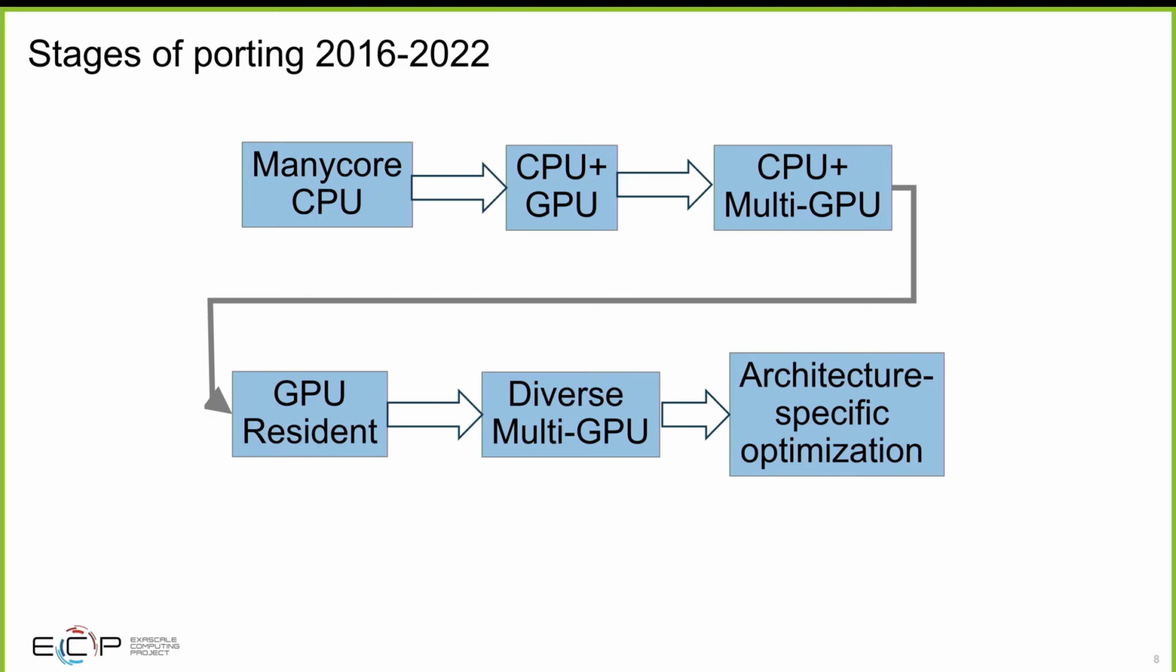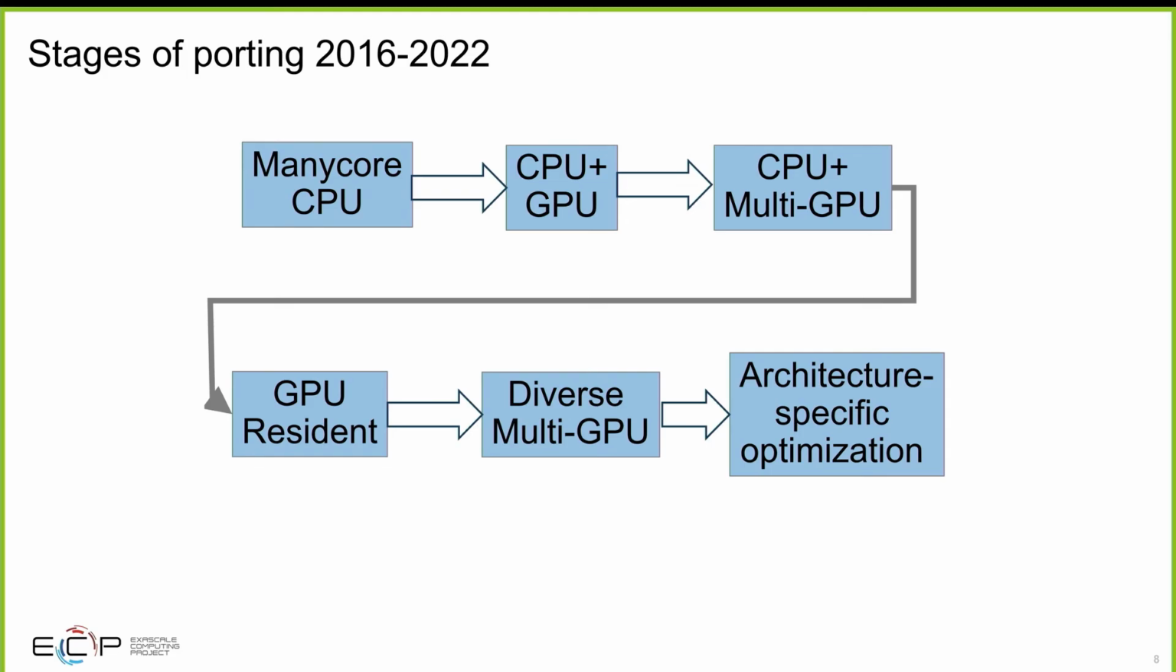But anyhow, if we forget about that and just start with many-core CPU, then CPU plus GPU around the time of the Titan system at Oak Ridge, maybe that was 2014 or something. Then going from CPU to multi-GPU actually is a bit of a leap. It's not without its issues.